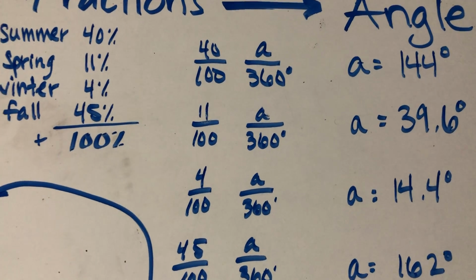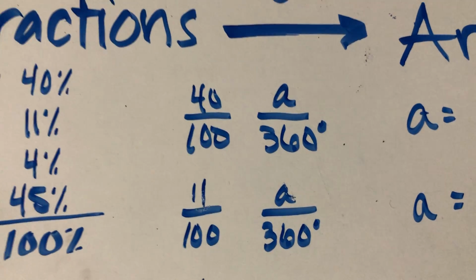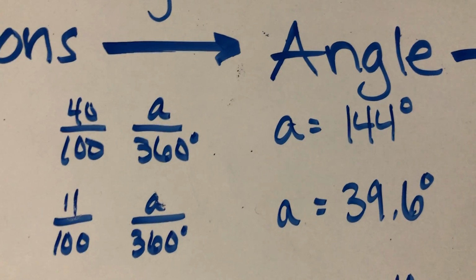There are two ways to do this. You can do 360 times 40, divided by 100. You're going to get 144.